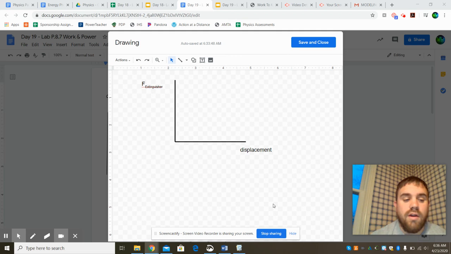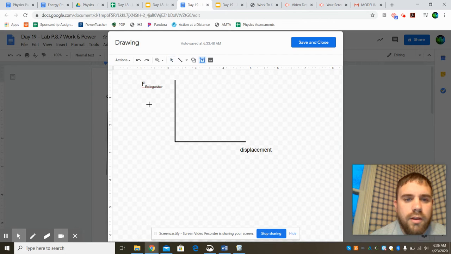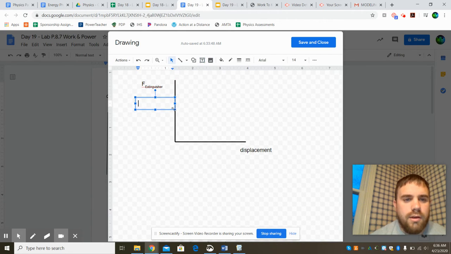So let's talk about what this graph might look like. If we did this experiment with Wally, we know that we applied 155 newtons of force. So let's just identify where that is on this graph. So let's just say that right there is 155 newtons. That's what the force of the extinguisher is right there.